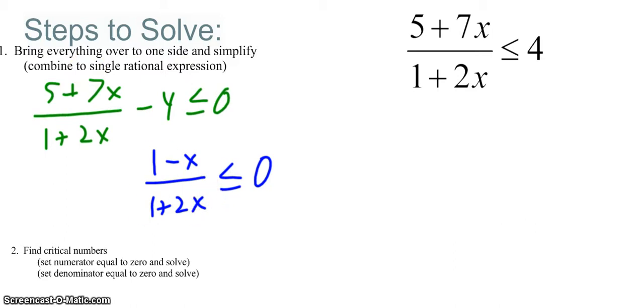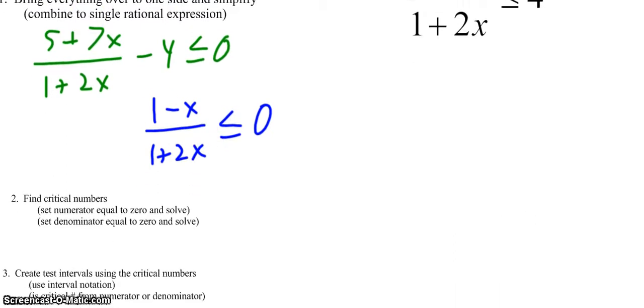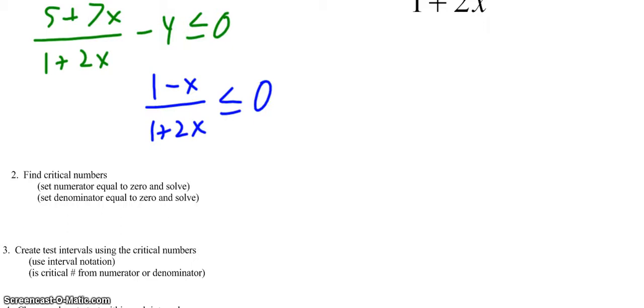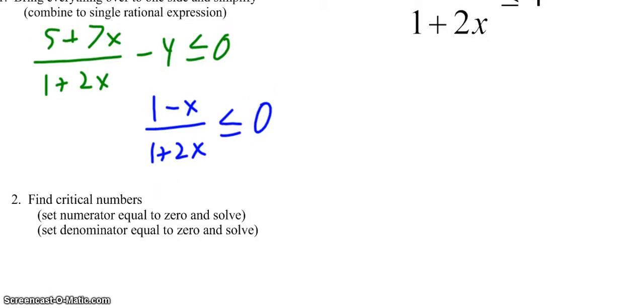Okay. Step 2. Similar to what we did with the polynomials, we are going to find a critical value, or critical values. So how do we do that here with the rational inequalities? Well, we actually get critical values from the numerator and the denominator separately. Remember, the numerator is a polynomial and the denominator is a polynomial. So I set the numerator equal to 0. So 1 minus x equals 0. Then I solve for x. So if I add x, I get x equals 1.